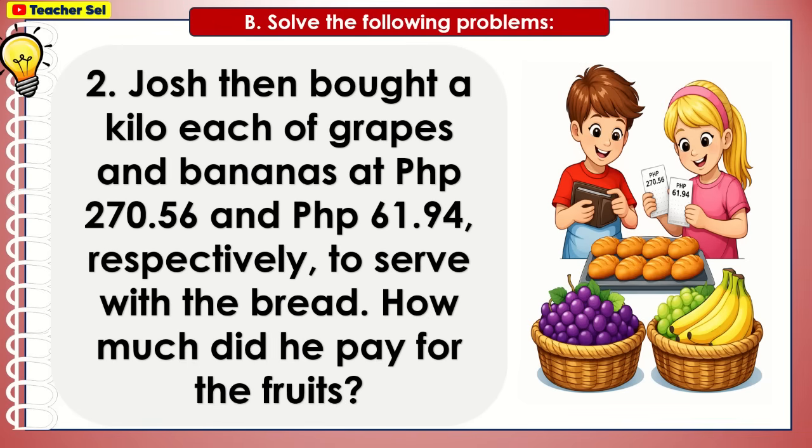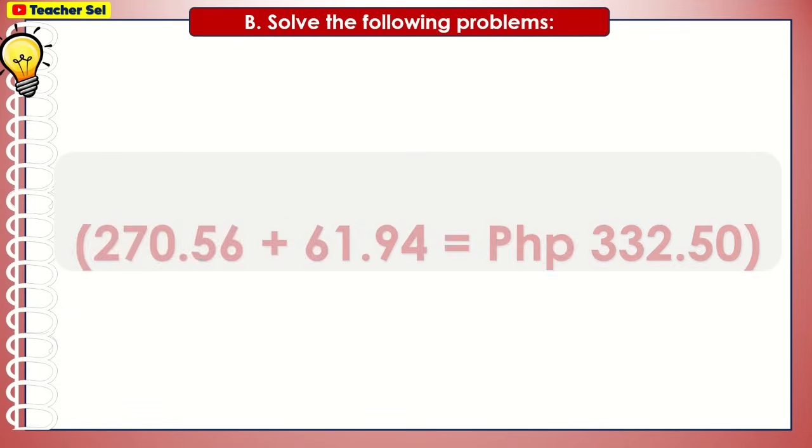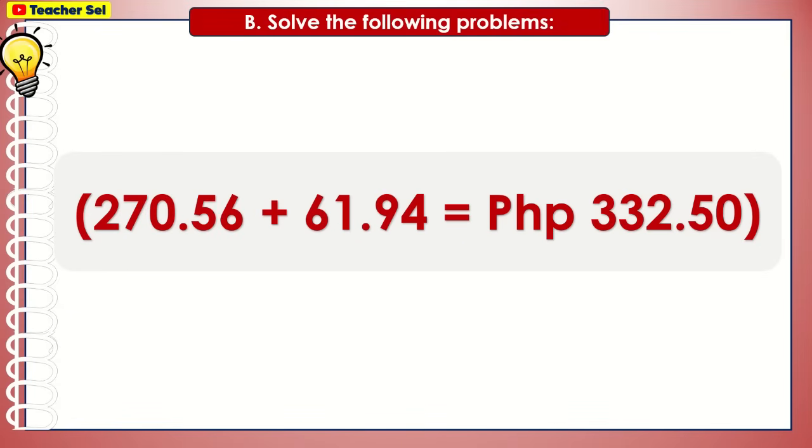Josh then bought a kilo each of grapes and bananas at 270 pesos and 56 centavos and 61 pesos and 94 centavos, respectively, to serve with the bread. How much did he pay for the fruits? 270.56 plus 61.94 equals 332 pesos and 50 centavos.